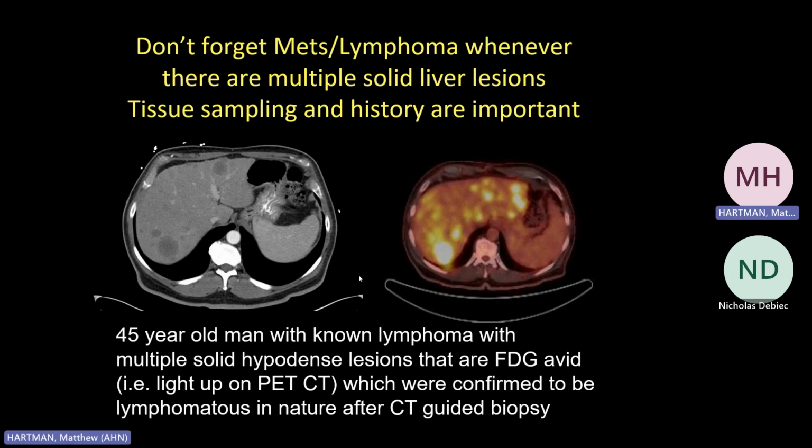Every Hartman differential, Mets lymphoma, especially if it's multiple. You might be thinking, hey, this is hypovascular, it looks pretty good for colorectal cancer, that's a great thought. But this patient, we biopsied it, ended up being lymphoma. Makes a huge difference. If this is metastatic colorectal cancer, it's stage 4. If it's lymphoma, it can potentially be cured with chemotherapy. So don't forget Mets lymphoma when it's multiple.